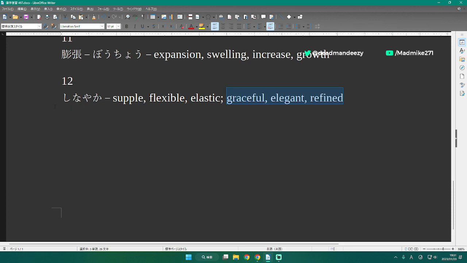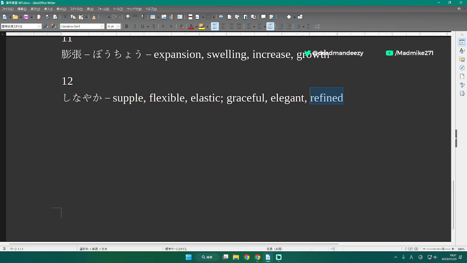Shinayaka. Shina can be like an article or a good, so maybe that can be elegant or refined. And yaka often has to do with being brighter or better than something. So shinayaka could mean better goods or graceful, elegant, and refined. I don't know. I'm pulling at strings here. This is mostly rote memorization.